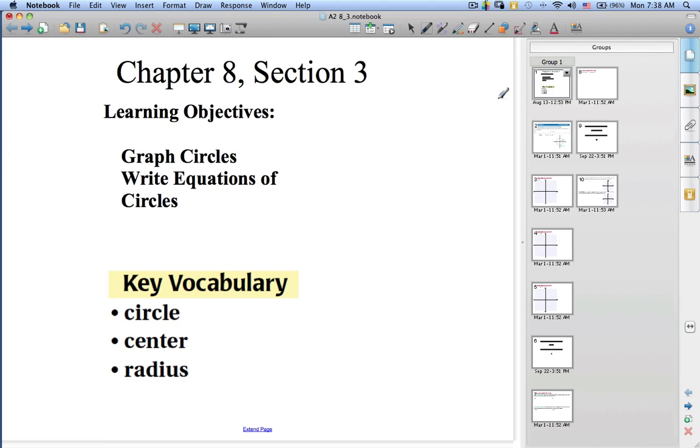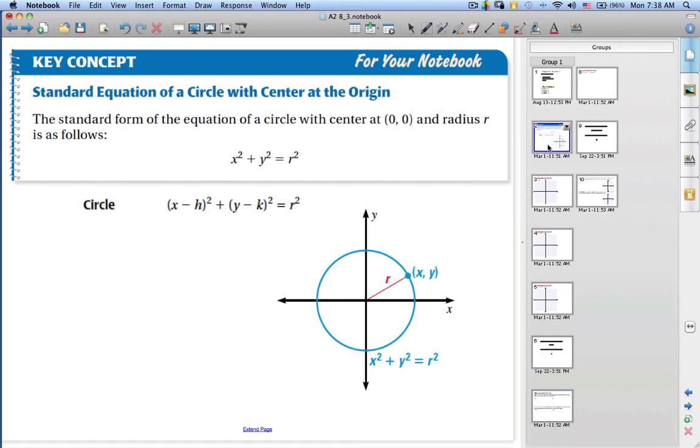In section 8.3, we're going to work with circles. Our learning objectives here are to be able to graph circles and to write the equations of circles. Key vocabulary: circle, center, and radius, all things that you should already be pretty well aware of. The center and the radius are the major parts of a circle. Let's look at how those play out, though this should be review for you.